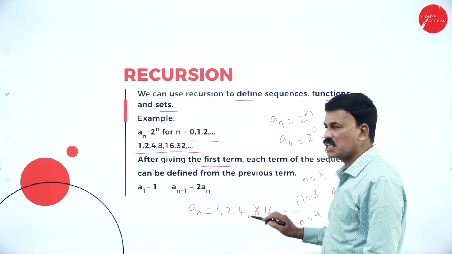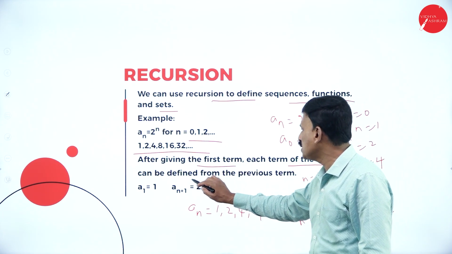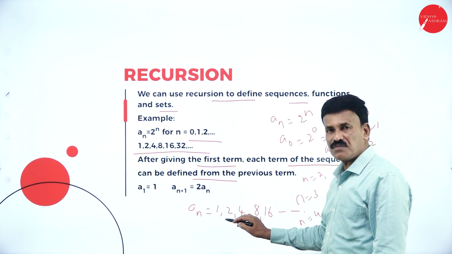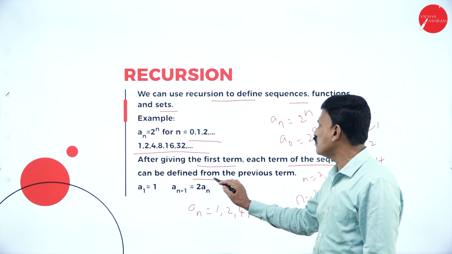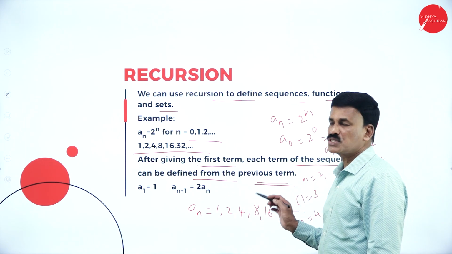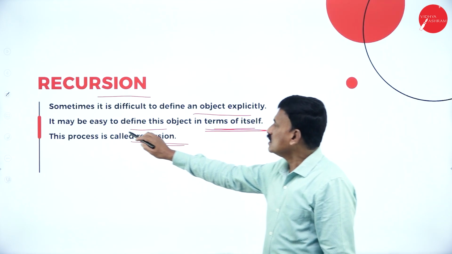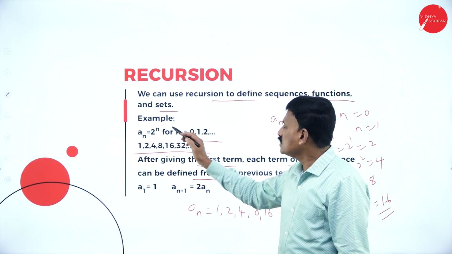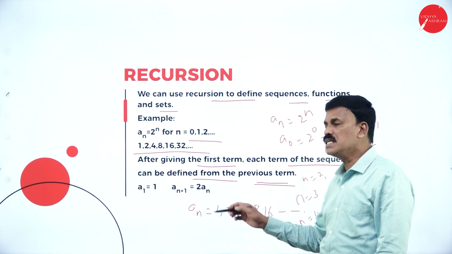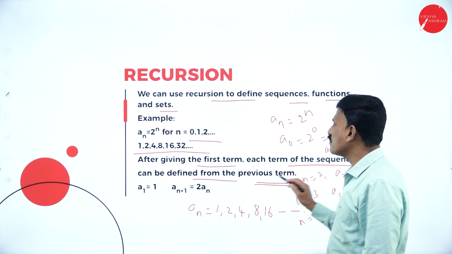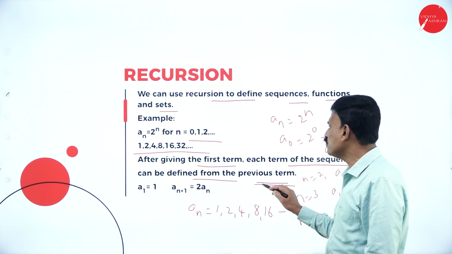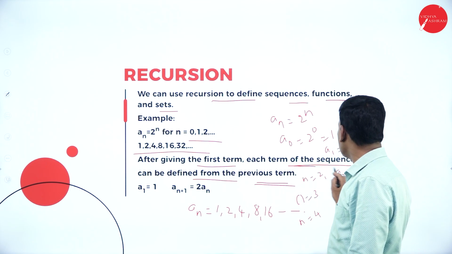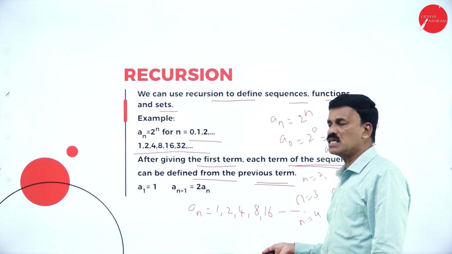After giving the first term, each term of the sequence can be defined from the previous terms. According to the definition, it may be easy to define the object in terms of itself. So here this can be defined in terms of an itself. After getting the first term, each term of the sequence can be defined from its previous term.